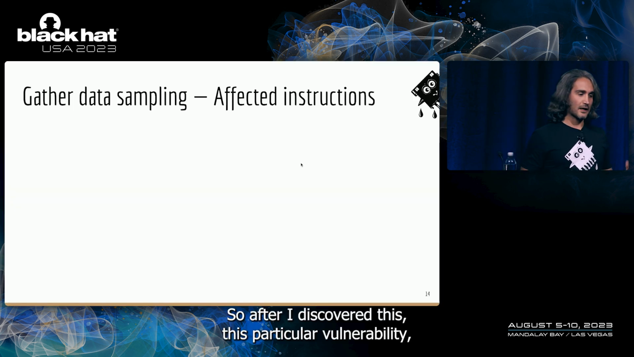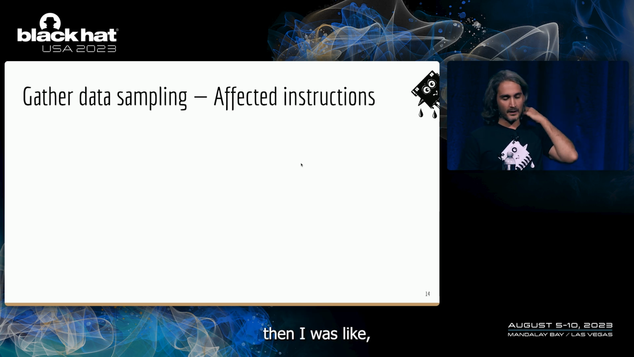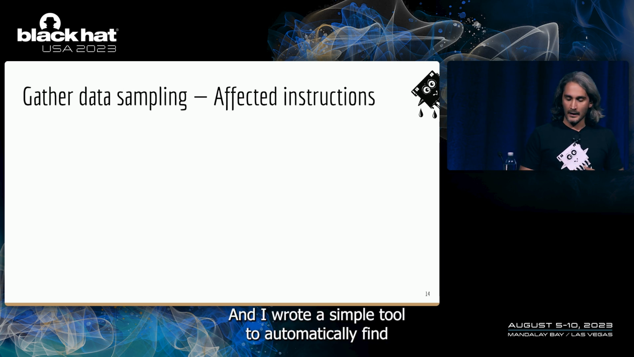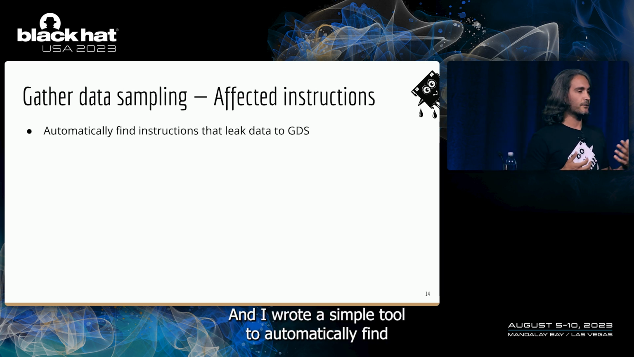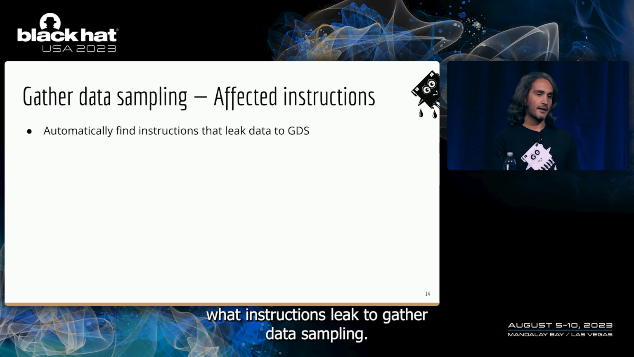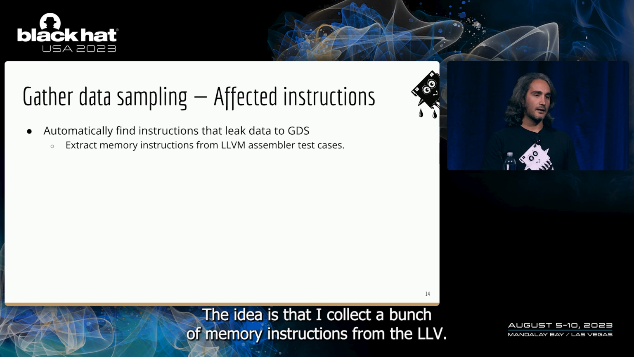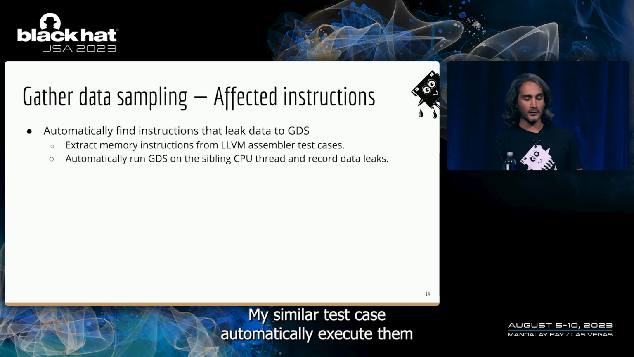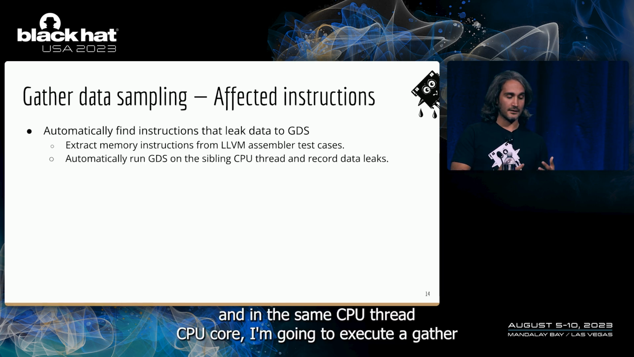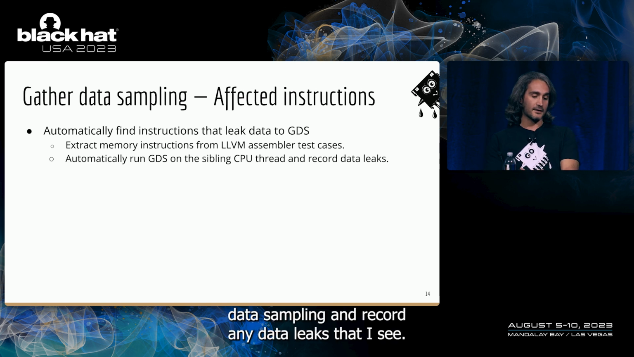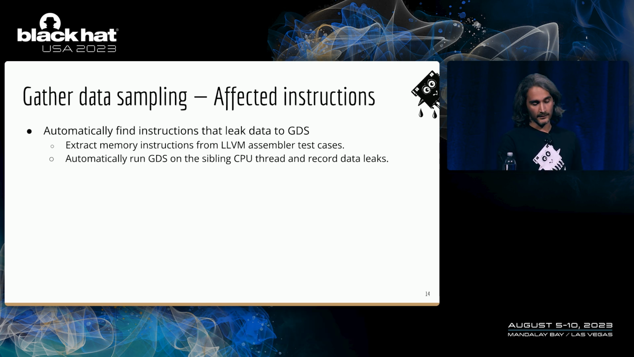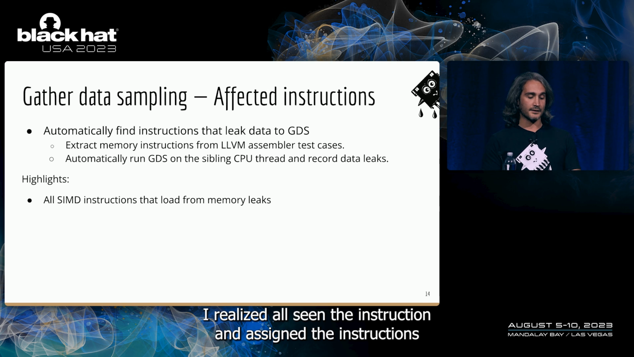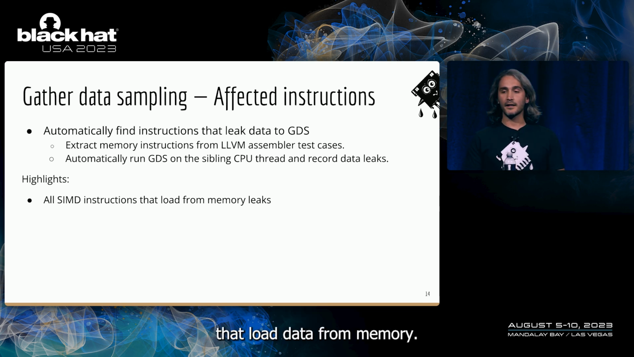After I discovered this particular vulnerability, I was like, OK, what are the other instructions that could leak through gather data sampling? And I wrote a simple tool to automatically find what instructions leak to gather data sampling. The idea is that I collect a bunch of memory instructions from the LLVM assembler test cases, automatically execute them, and in the same CPU core, I execute the gather data sampling and record any data leak that I see.